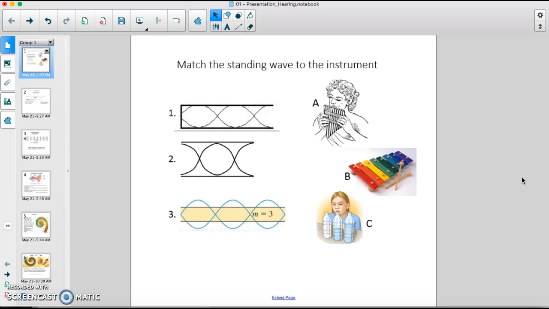Waveform number 2. This is a pan flute, and this particular pan flute must be open on the top and on the bottom. There is a way to make pan flutes that are open on the top and closed on the bottom, but by process of elimination, that must be our answer here.